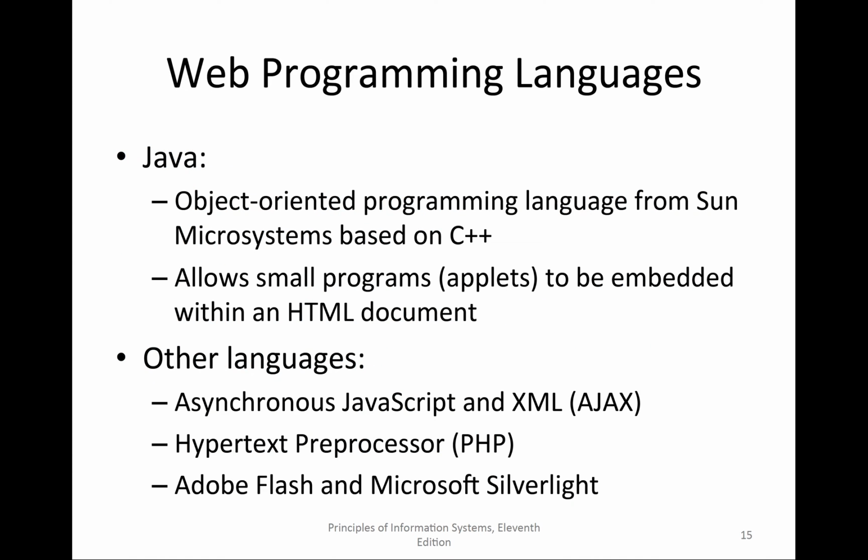So web programming languages: hopefully by the second and third year you will start to learn about these languages, and when you graduate you will have a skill that will enable you to program, which is a good skill in the current era. So Java, an object-oriented programming language from Sun Microsystems based on C++, allows small programs to be embedded within an HTML document. Then we have other languages, and depending on your expertise you can use them, and each of them has different uses and advantages, which you will learn about in detail in upcoming years.